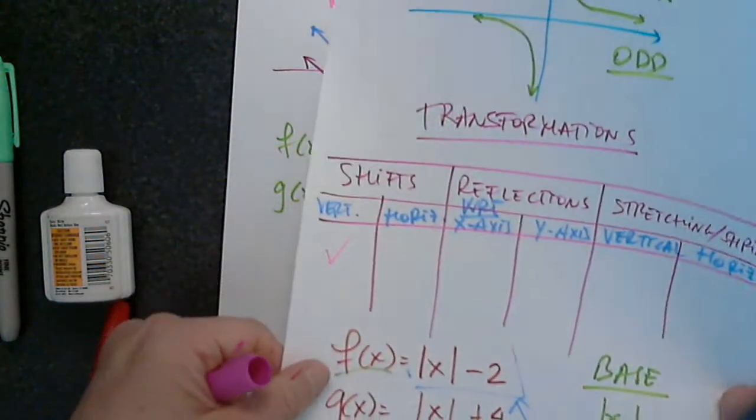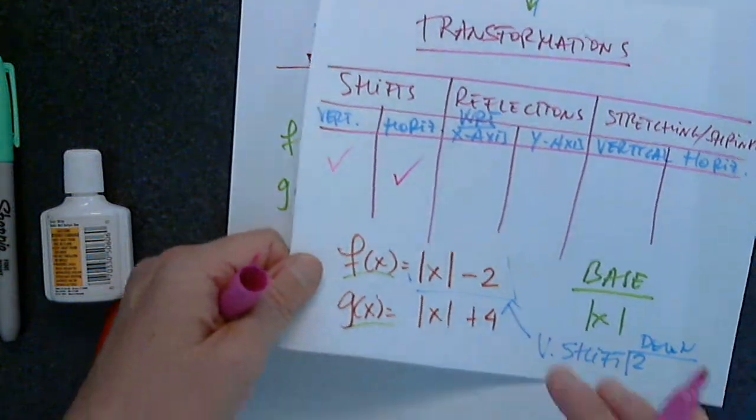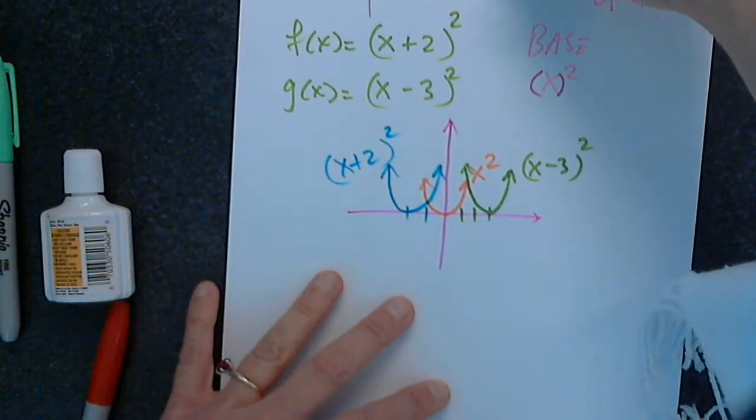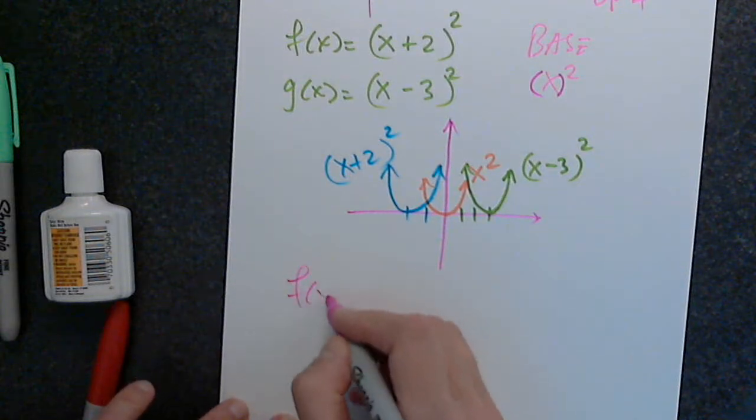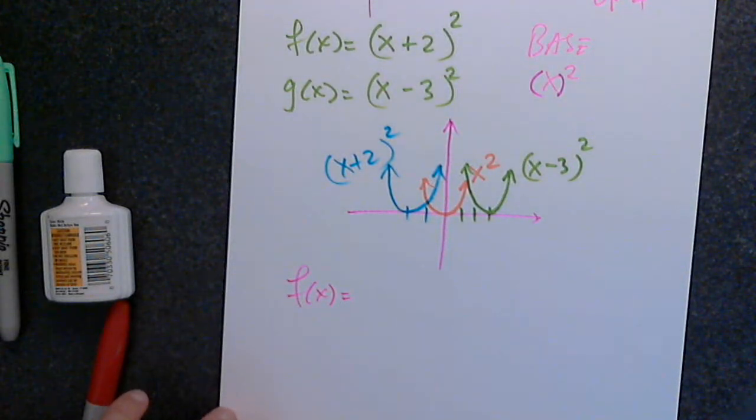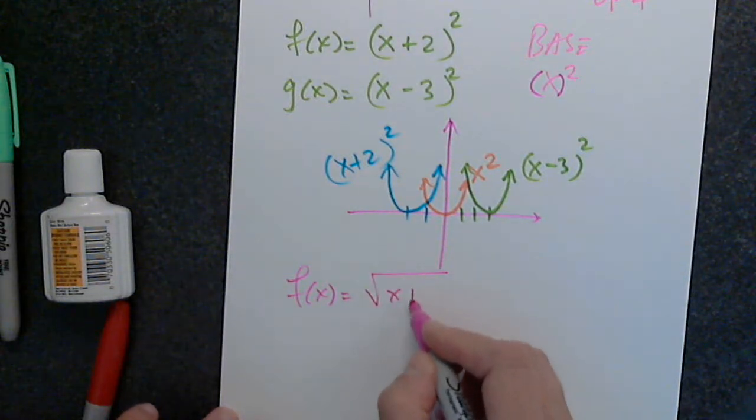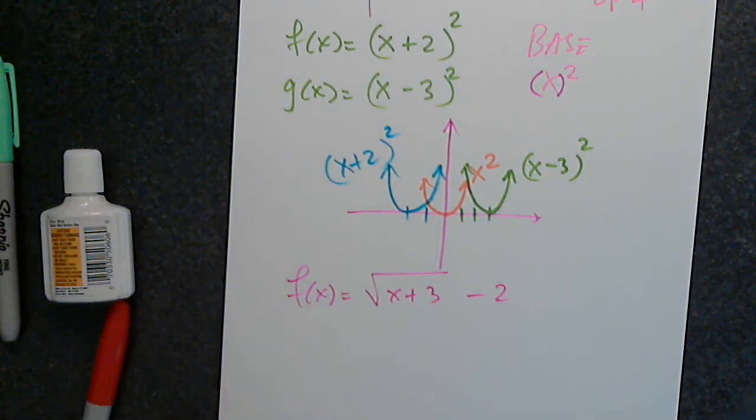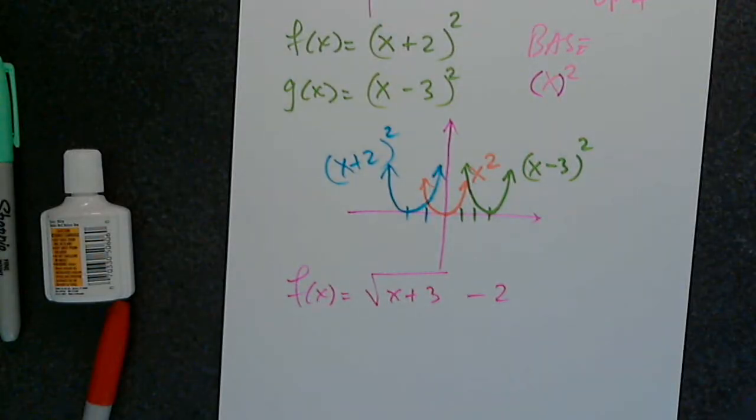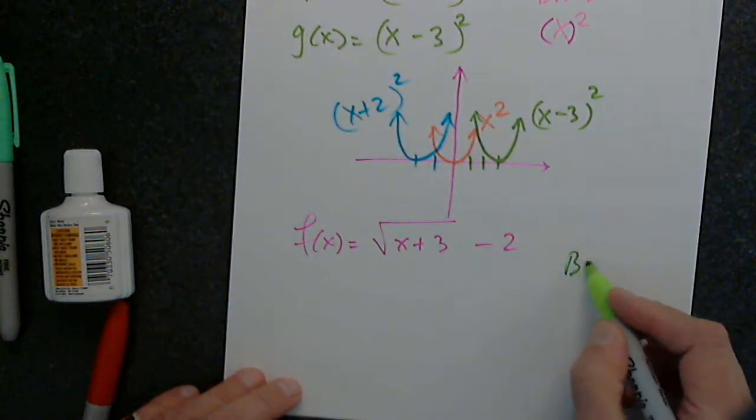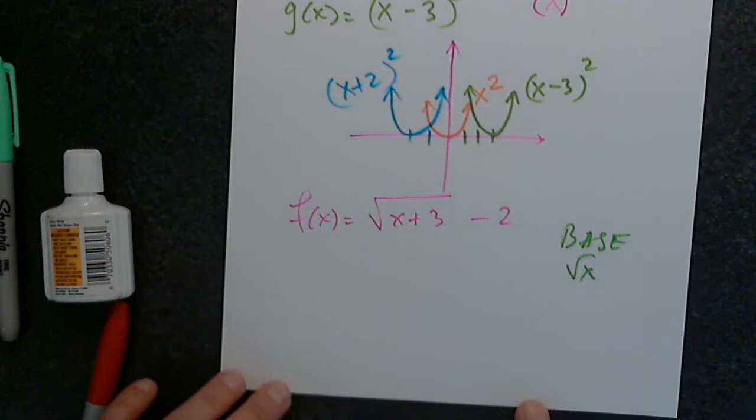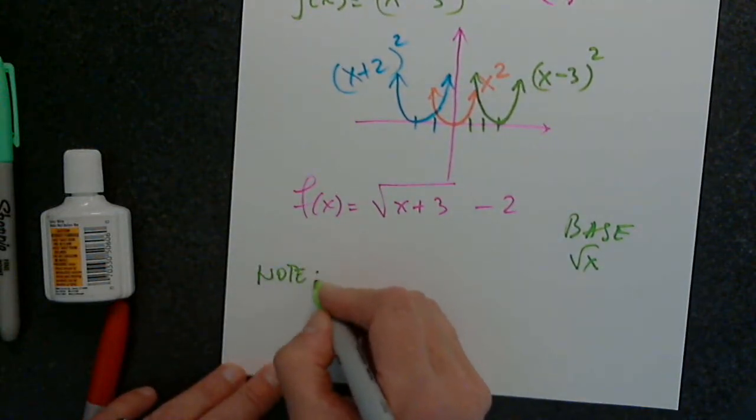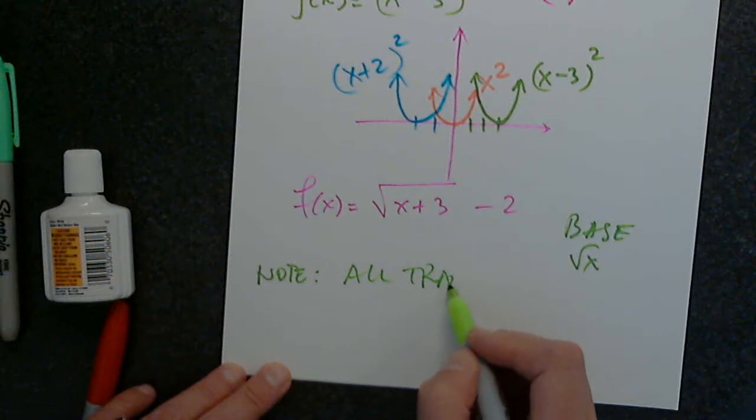So now I'm going to create a combo. Let's say f of x equals the square root of x plus 3 minus 2. Okay, first question here is what function did I use to create this one? Of course, I used a different function this time, so the base function is indeed the square root of x. Great job.